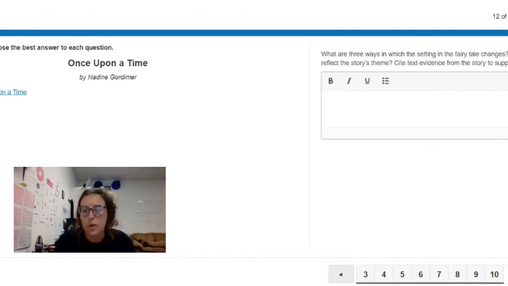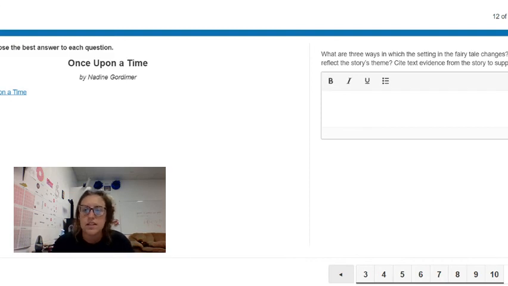And then number 12, we have what are 3 ways in which the setting in the fairy tale changes? How do those changes reflect the story's theme? Cite text evidence from the story to support your response. Okay, so several things happened. The suburbs were closed off. They were unpleasant. Alarms called one another. Strangers talking about them drinking. The walls got higher. The fear grew. Right. Isolation breeds fear, and vice versa.